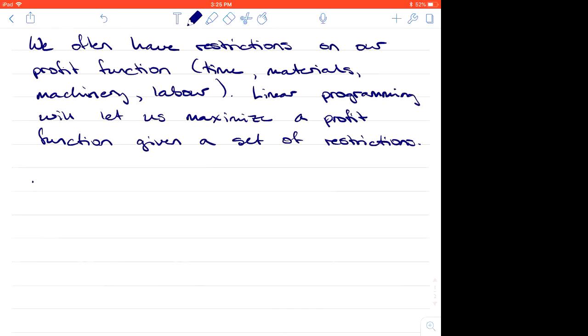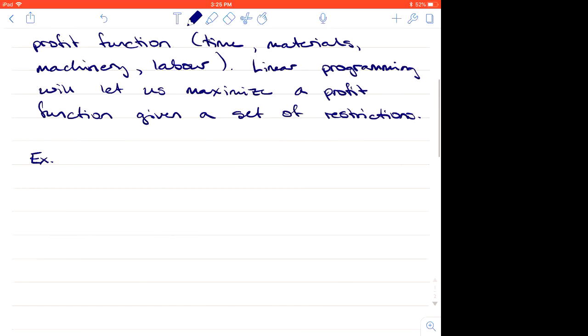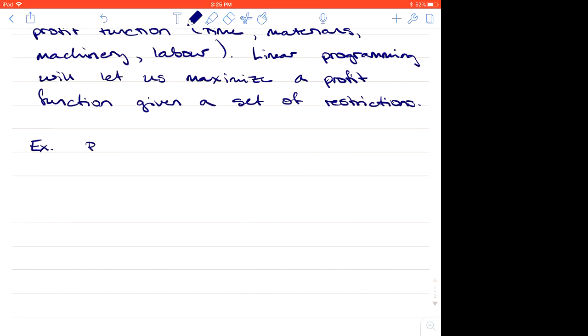Just as a quick mini example, if I tell you that the profit function P of X is 3X plus 4Y, we have X and Y representing some things, like time and materials maybe.